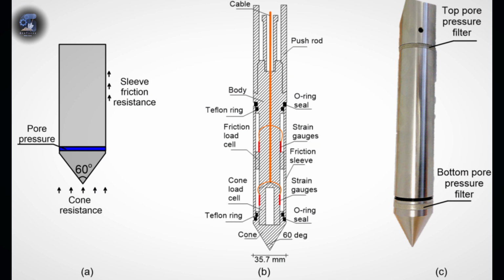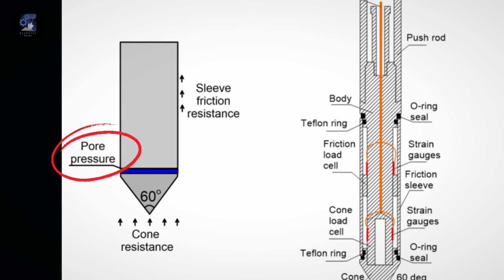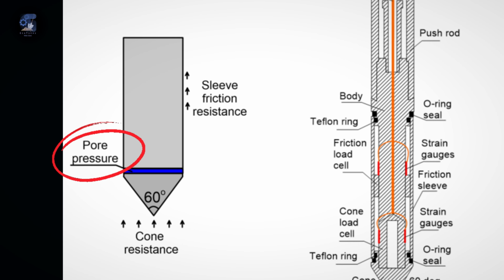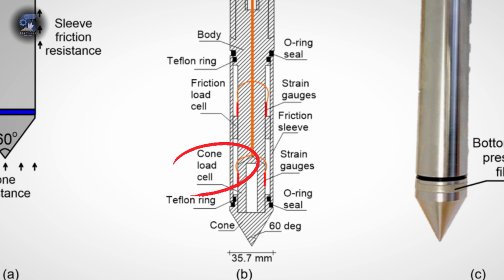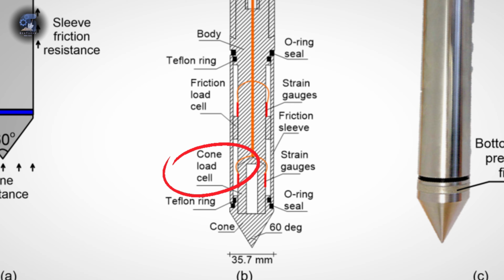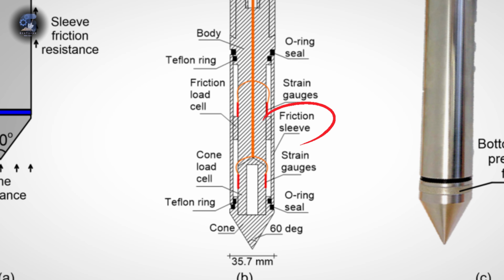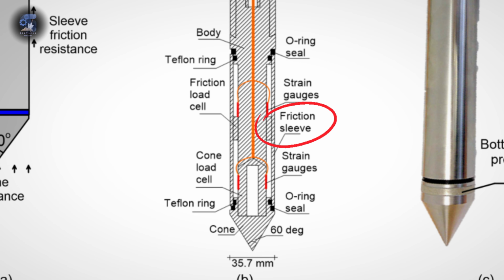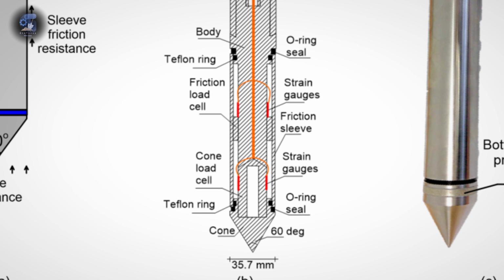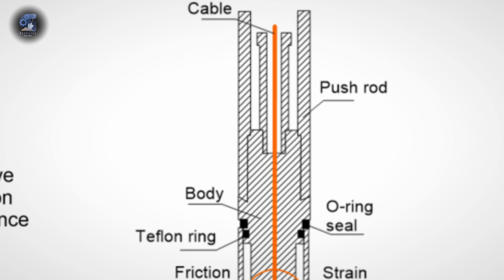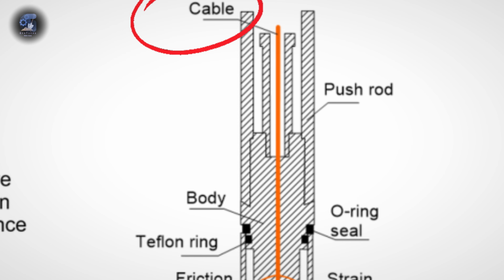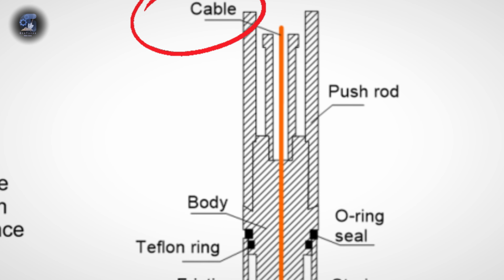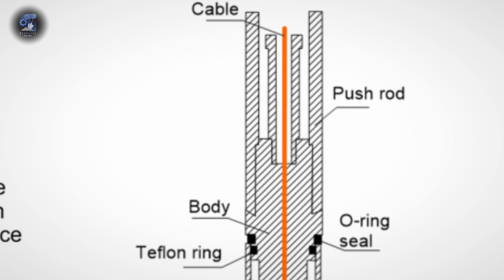The penetrometer is a cone tip, a pore pressure transducer for measuring groundwater pressure, a tip load cell to measure the tip resistance as the cone penetrates the soil, a friction sleeve, and a friction load cell for soil friction measurements. All signals are transmitted via an electric cable to the data acquisition unit for analysis and presentation.